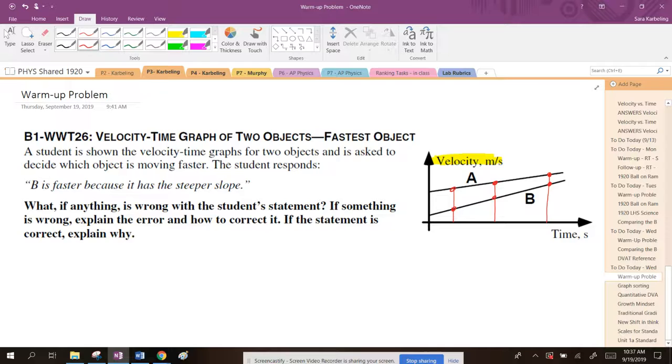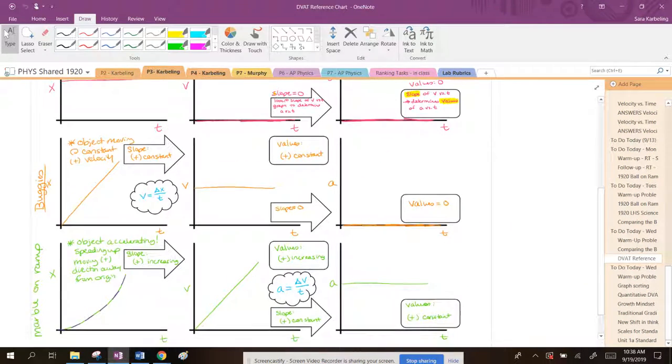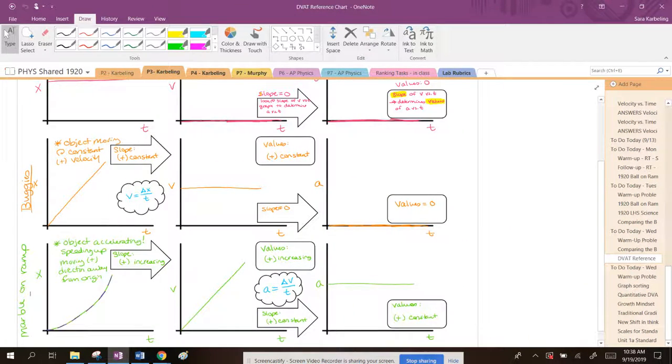What kind of graph do you look at if the slope is bigger and that says it's going faster? A position or a distance over time graph? Does that make sense? Looking back at the reference sheet that we made yesterday, just a friendly reminder, this is where I would find this information.